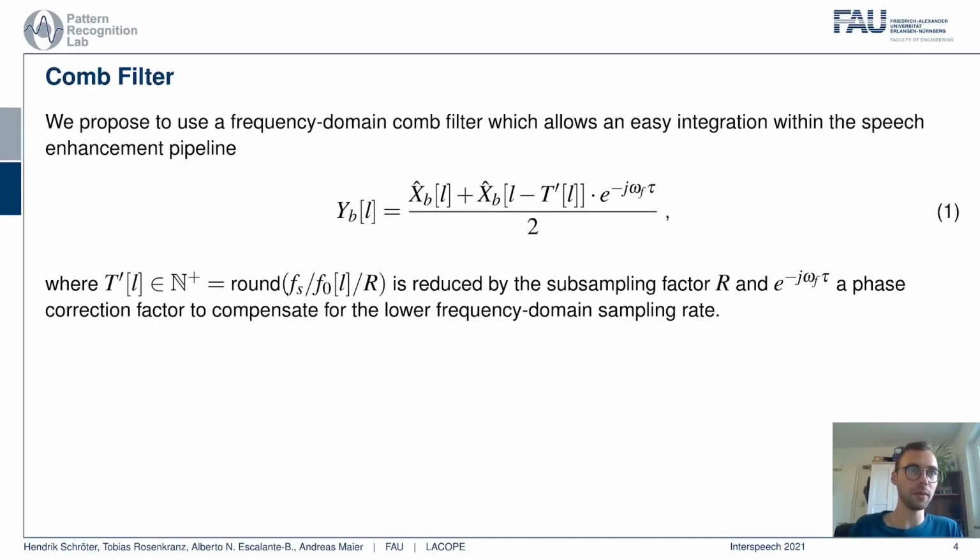Now to compensate the lower sampling rate in frequency domain, we apply a phase correction factor, which depends on the center frequency of each frequency bin and the pitch period T.